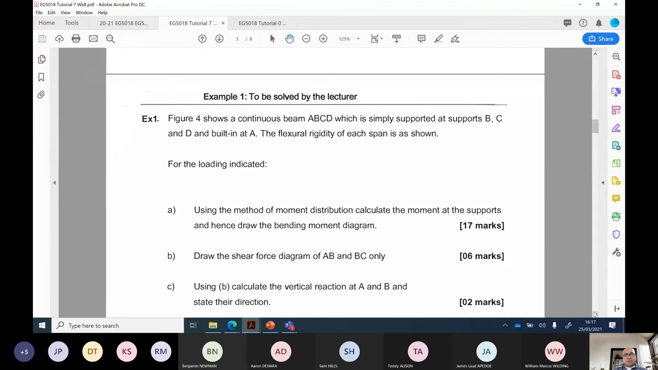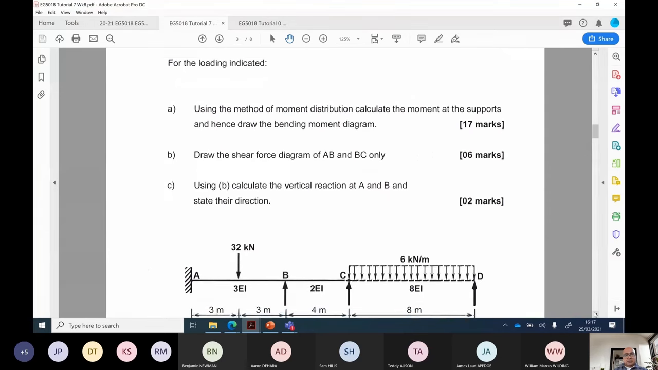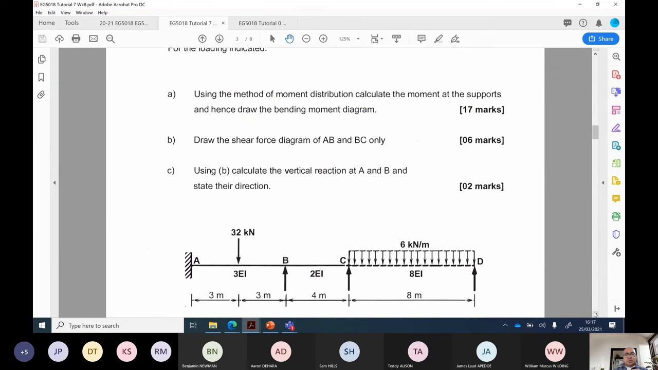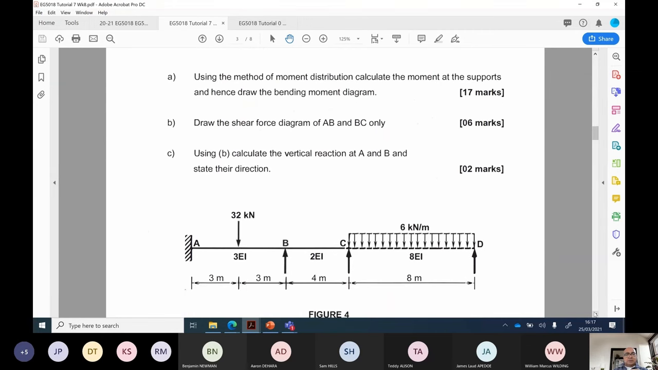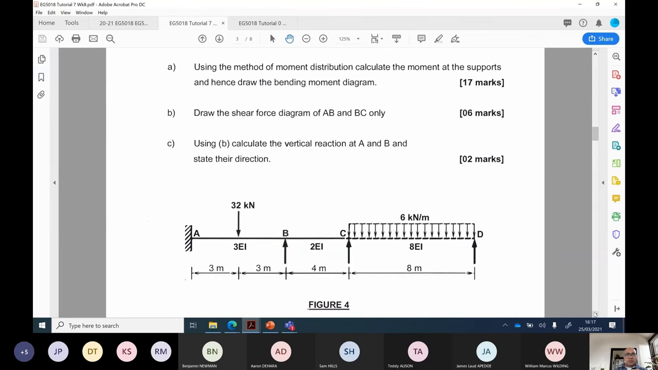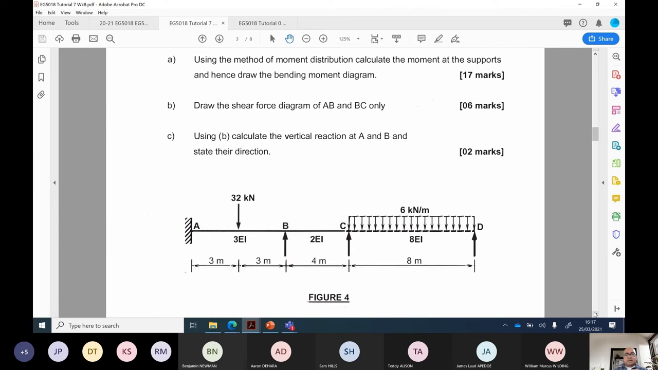The flexural rigidity of each span is shown. For the loading indicated, A: using the method of moment distribution, calculate the moment at supports and hence draw the bending moment diagram. Secondly, draw the shear force diagram of AB and BC only, not for the entire structure. And thirdly, using B, calculate the vertical reaction at A and B and state their direction.